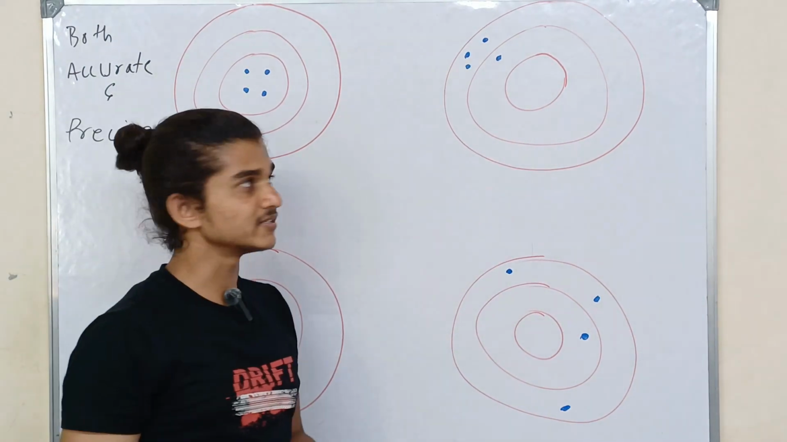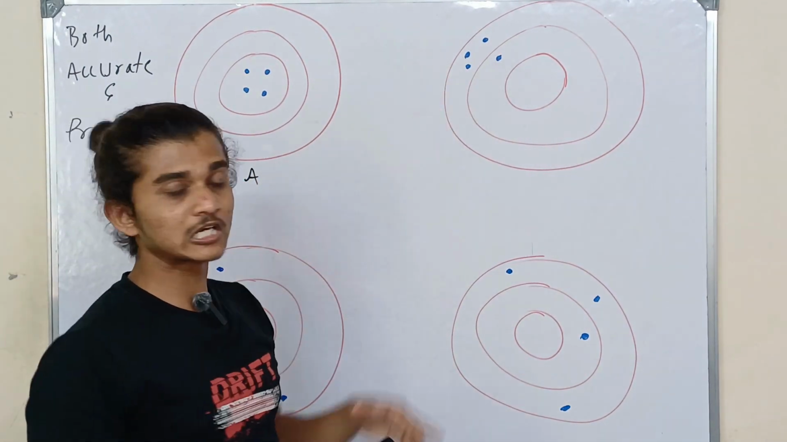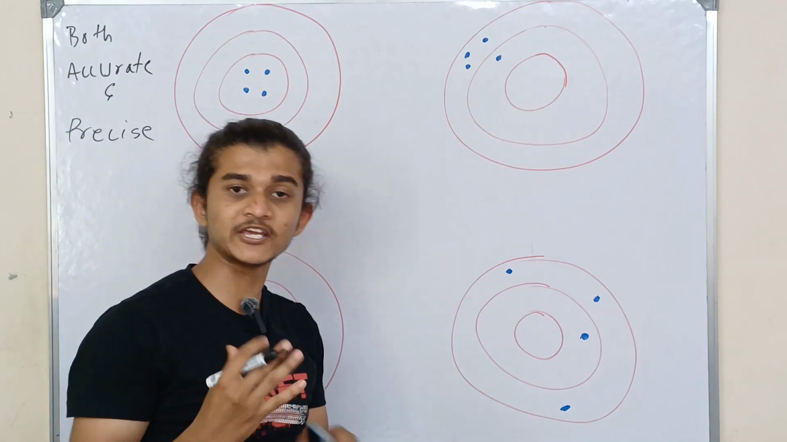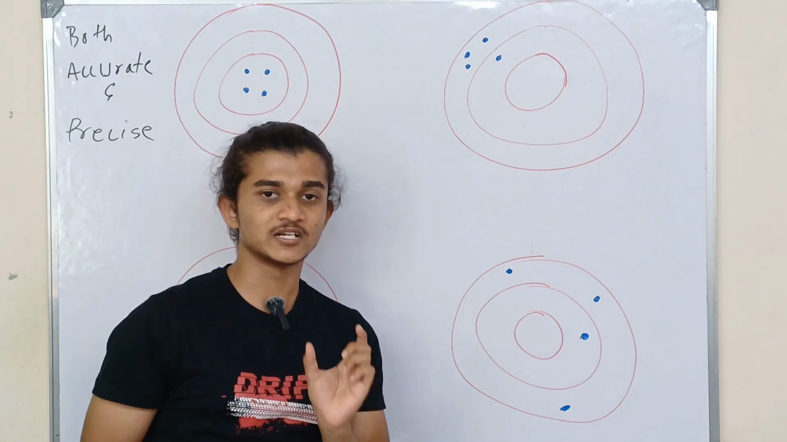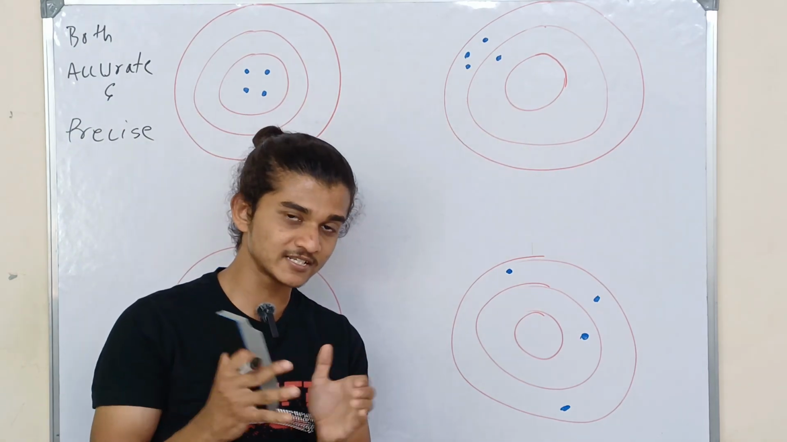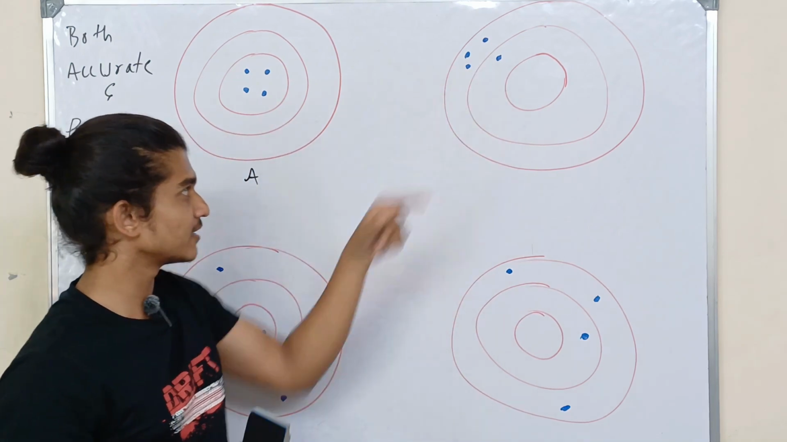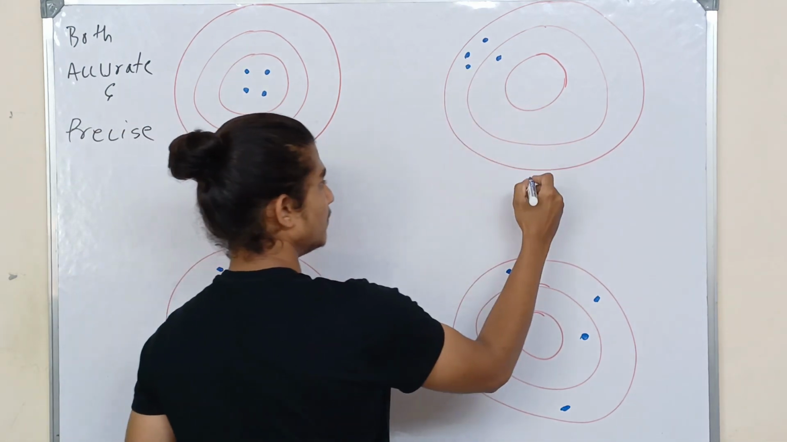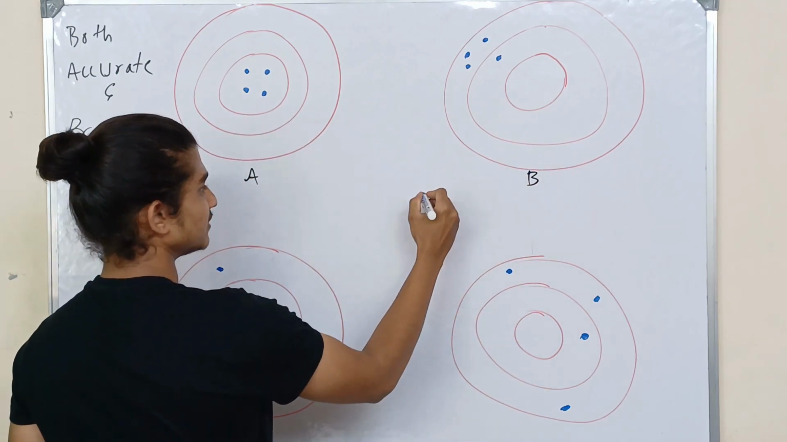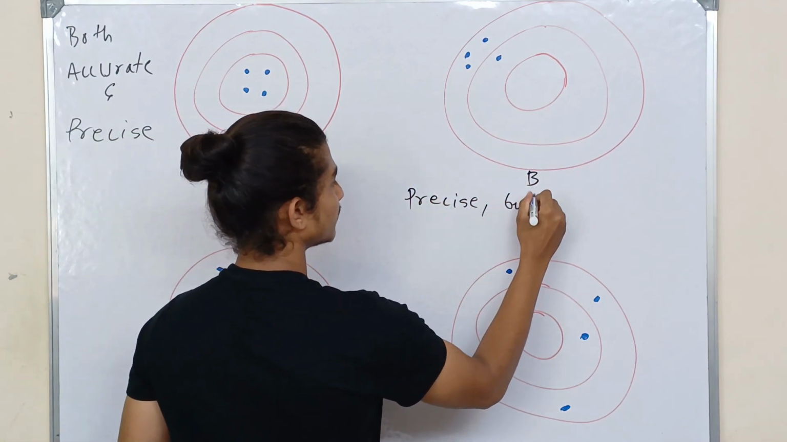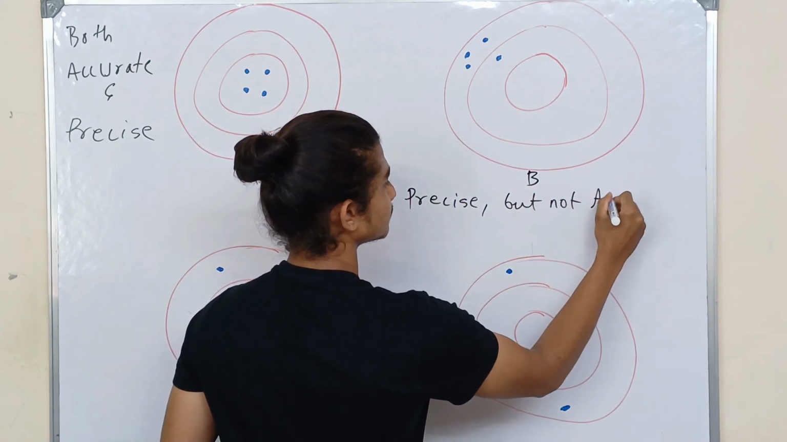Whereas in the second data, you can see the shots are close to each other, but they're not at the center, which means they're not accurate, but they are precise. Remember, precision means closeness of the experimental values. As they are close to each other, I can say this outcome from person B is precise, but not accurate.